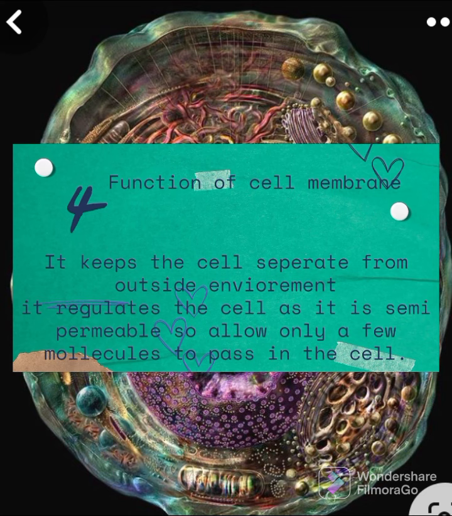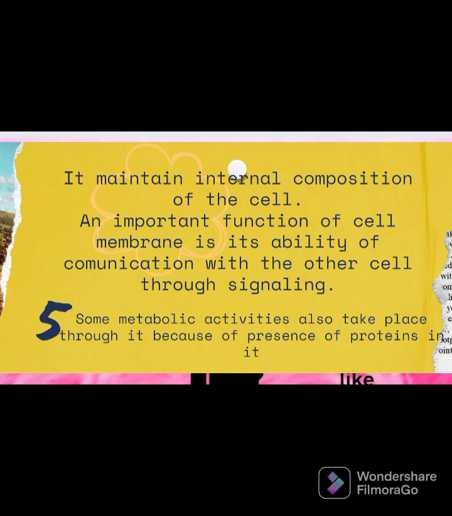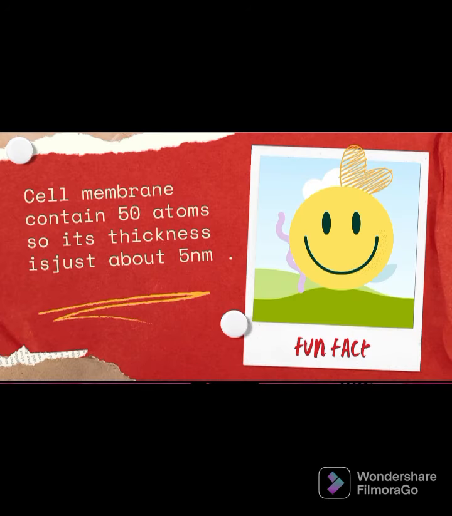The functions of the cell membrane are to provide protection to the cell, keep the cell separate from the outside environment, regulate the cell, and maintain the internal composition of the cell. Some metabolic activities also take place through the cell membrane and it provides communication signaling with the other cells.